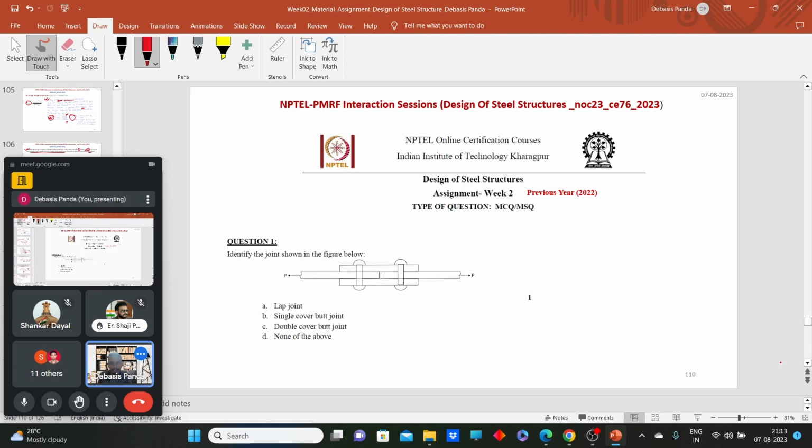First question: identify the joint shown in the figure. What kind of joint is this? Tell me, which kind of joint is this? It's a double cover butt joint, C. Very good.